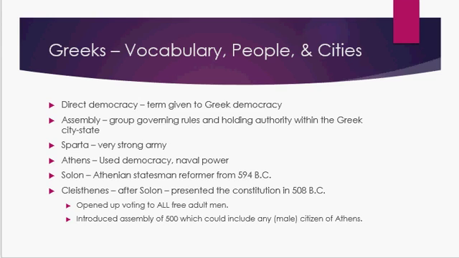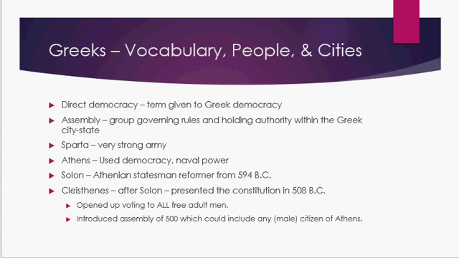So we have the representative democracy that I spoke of in the last slide. But direct democracy is where you vote for each thing. And so with the Greeks, it was every free male voting citizen would vote on every issue that came up. Assembly is a group governing rules and holding authority within the Greek city-state, and that's pretty much what we would think of as like our Congress or something.